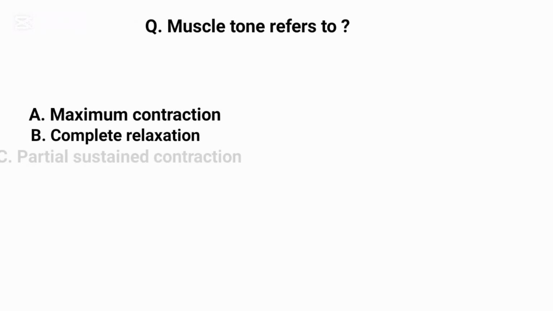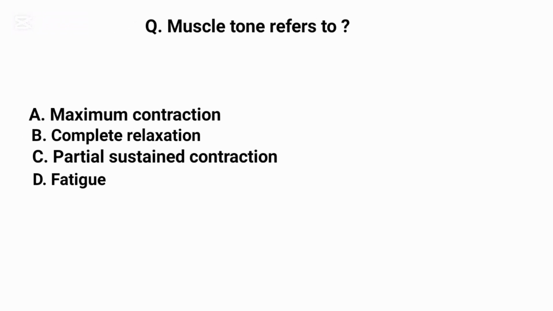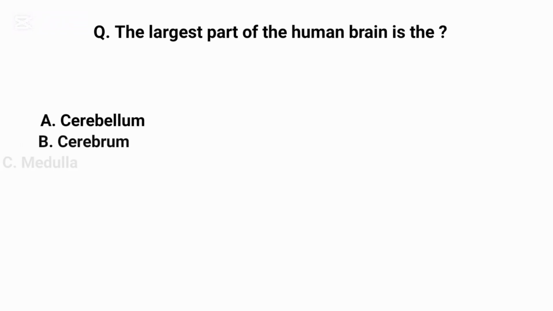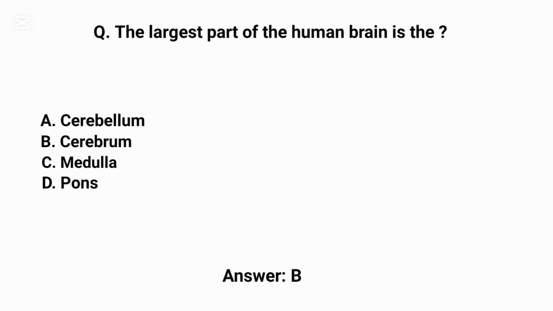Muscle tone refers to. Correct answer is option C, partial sustained contraction. The basic structure and functional unit of the nervous system is. Correct answer is option B, neuron. The largest part of the human brain is. Correct answer is option B, cerebrum.